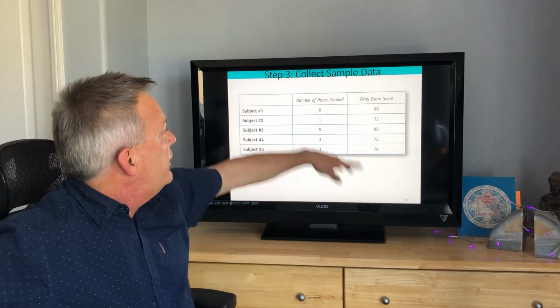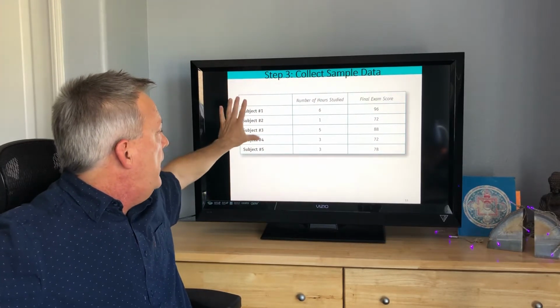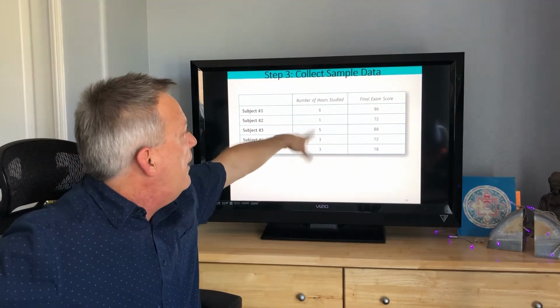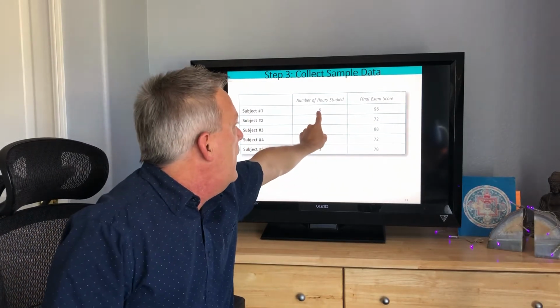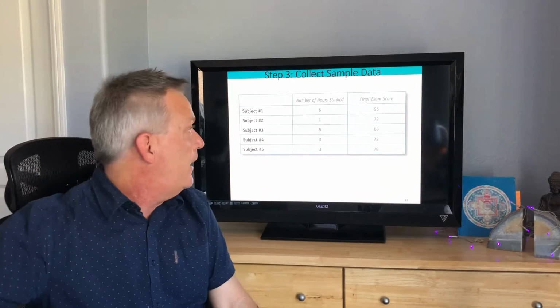And so they give you an example of collecting sample data, and it looks like you just had 5 subjects in your study. And as you can see, number of hours here, and it looks like that if you have higher hours, it's going to give you a higher score, just initially looking at the data, right?